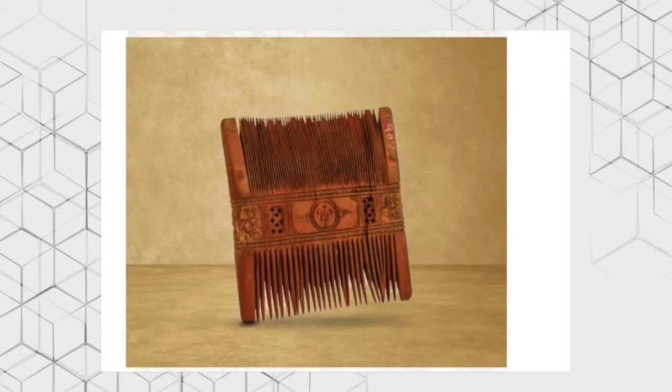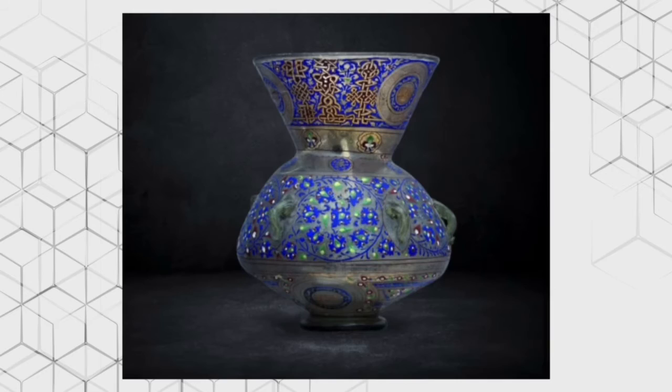A wooden comb. The comb is considered one of the most important cosmetic tools. They were used for combing hair and beard in order to enhance the men's external appearance. Each comb has teeth, and the area between the teeth is usually adorned with various decorations. It dates to the 14th century during the Mamluk era. A mosque lamp. This lamp is made out of enameled glass in the name of Sultan Hassan. It dates to the 14th century during the Mamluk era.